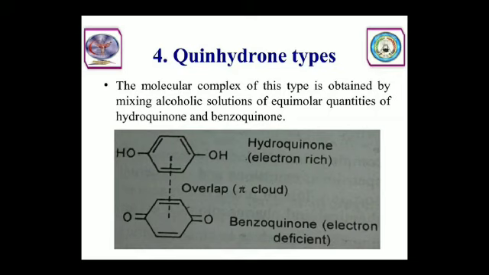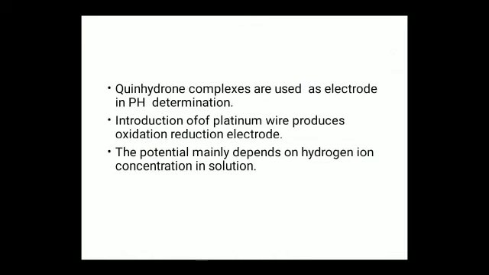This type of complex is formed by overlapping of the pi framework of molecules, and hydrogen bonding also stabilizes this association. Introduction of a platinum wire produces an oxidation-reduction electrode. The potential mainly depends on the hydrogen ion concentration in the solution. These are the organic molecular complexes and their applications in the development of various pharmaceutical dosage forms.